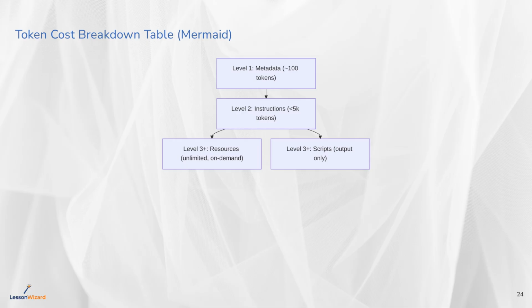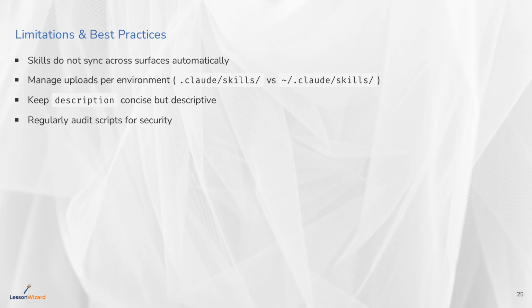Metadata is a small constant cost. Instructions add a moderate amount when triggered. Resources and scripts add tokens only when explicitly accessed, allowing large bundles without penalty. While powerful, skills require careful management. Because they're file system based, you must copy them to each Claude surface you use. Clear descriptions help Claude pick the right skill, and routine security reviews keep your environment safe.